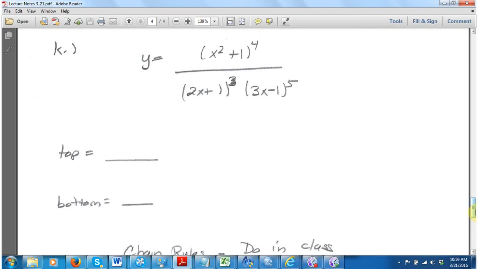Obviously you're going to have to use the quotient rule, right? It has a top and a bottom. So list out the top and the bottom. The issue will come when you have to take the derivative of the top. It's messy. So again, be brave. Take it on.